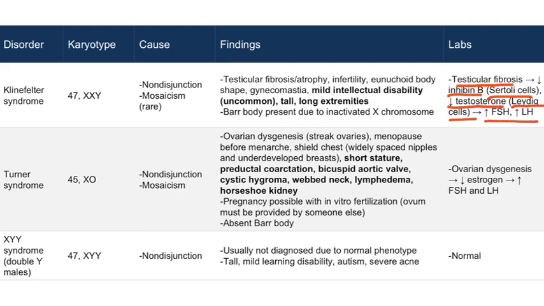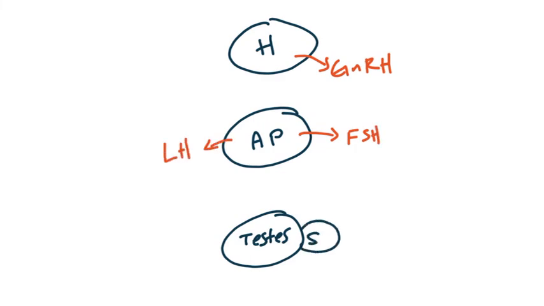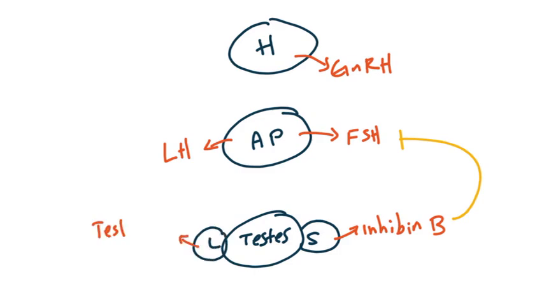I cover this in more detail in the endocrinology chapter of physiology, but let's briefly review it here. This will represent the hypothalamus, the anterior pituitary, and the testes. The hypothalamus releases GnRH, and the anterior pituitary releases FSH and LH. The Sertoli cells, which I'll represent right here with an S, produce inhibin B, which primarily inhibits FSH. The Leydig cells, which I'll represent here with the L, produce testosterone, which primarily inhibits LH.